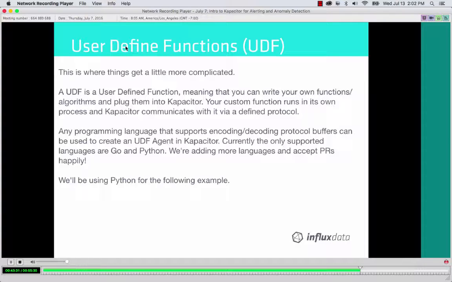We're going to go into a UDF example, and in that example we're going to be using Python. So hopefully you have some familiarity with Python. If not, you should be okay anyway. Python's pretty easy to read.